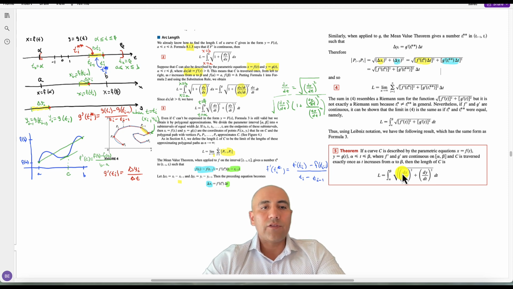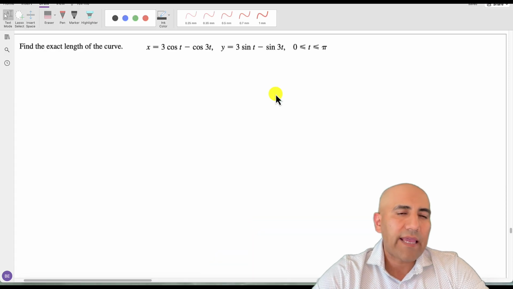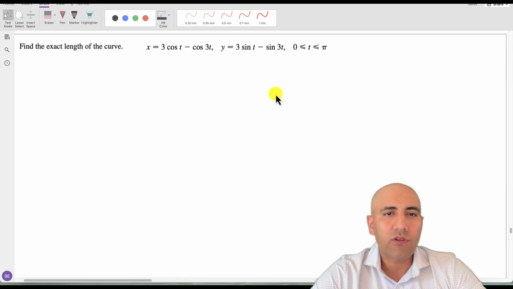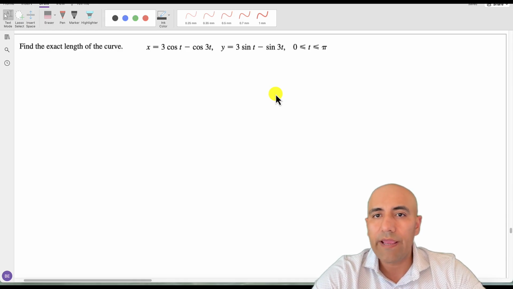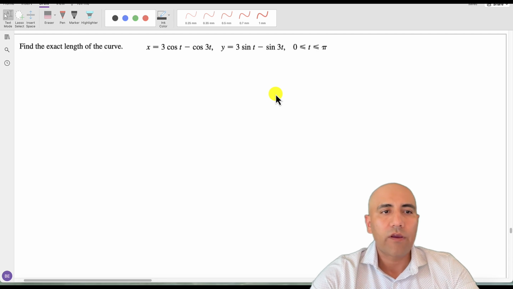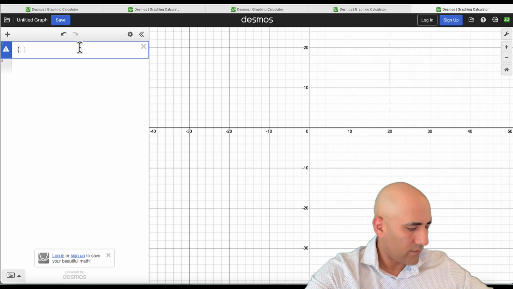Okay, all right, so let's jump into an example. Find the exact length of the curve x equals 3 cosine of t minus cosine of 3t, and y equals 3 sine of t minus sine of 3t, as t ranges from 0 to pi. The first thing I want to do is graph this on Desmos and get a good sense of what this curve looks like, and reconfirm that the curve is not retracing itself as t goes from 0 to pi. Okay, so over onto Desmos.